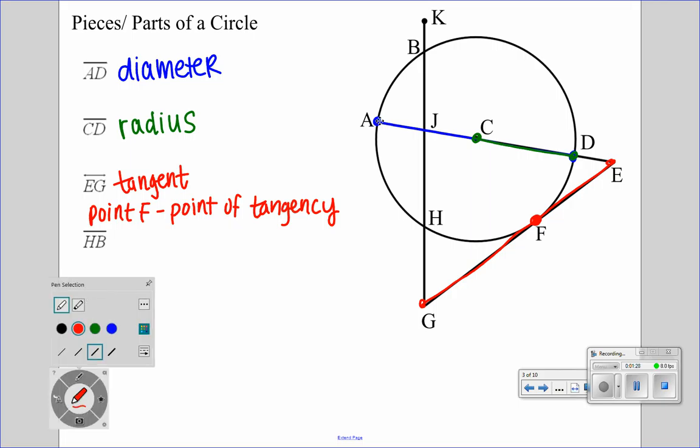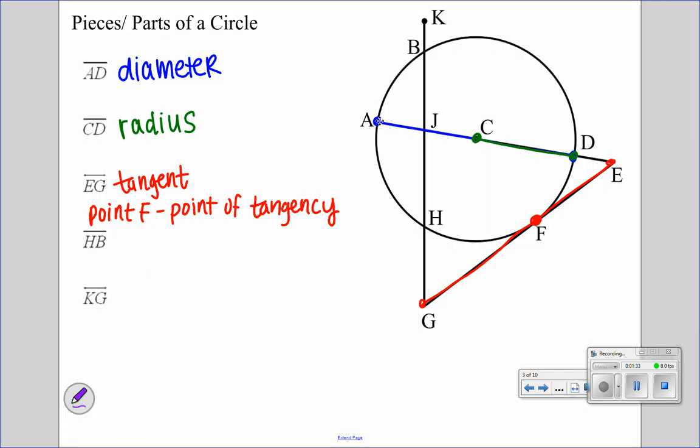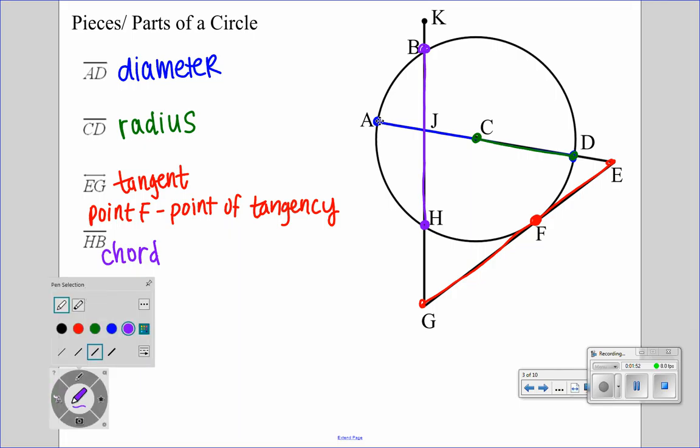Next, let's do purple. We have a line segment HB. Now, line segment HB starts and stops on the ends of the circle, and that's what we call a chord. It starts and stops on the circle. It's called a chord.